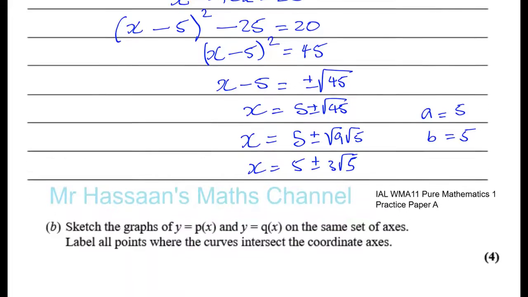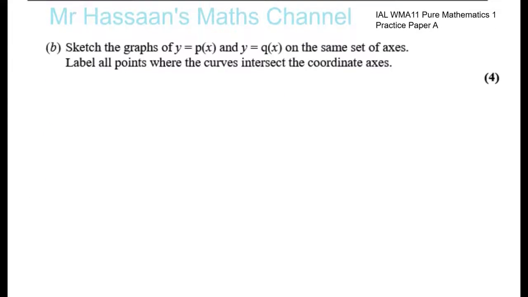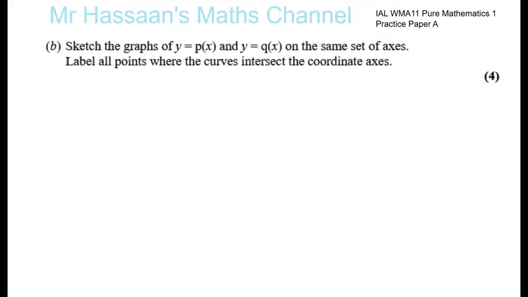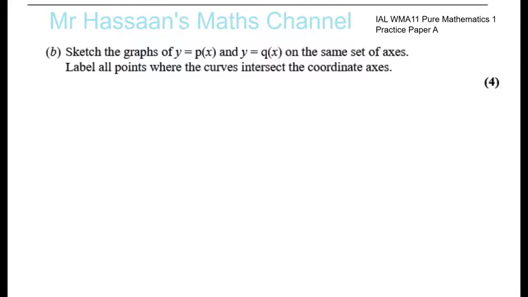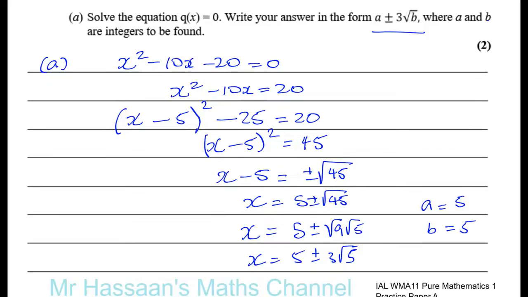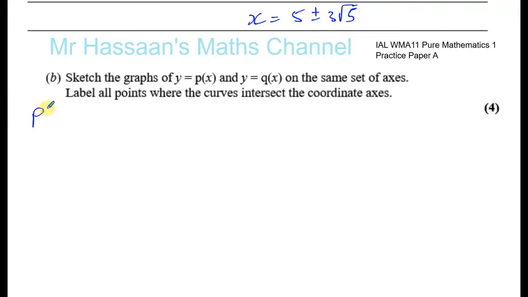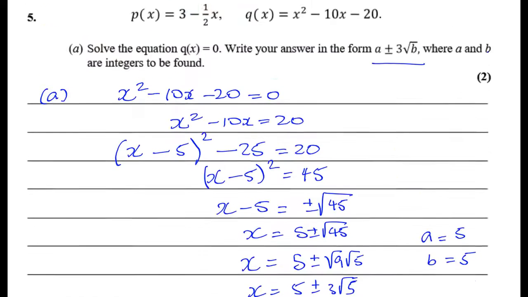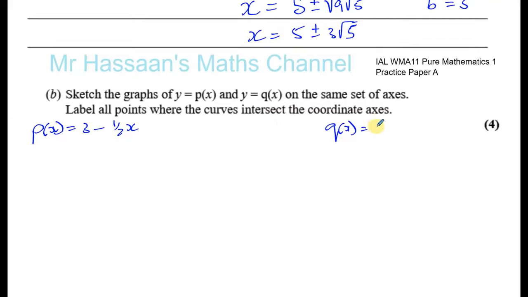Part B says sketch the graphs of y equals p(x) and q(x) on the same set of axes. Label all points where the curves intersect the coordinate axes. So we've got y equals p(x), so p(x) equals 3 minus a half x. You have p(x) is equal to 3 minus a half x. And you have q(x) is equal to x squared minus 10x minus 20. Okay, we already solved that equation over there.